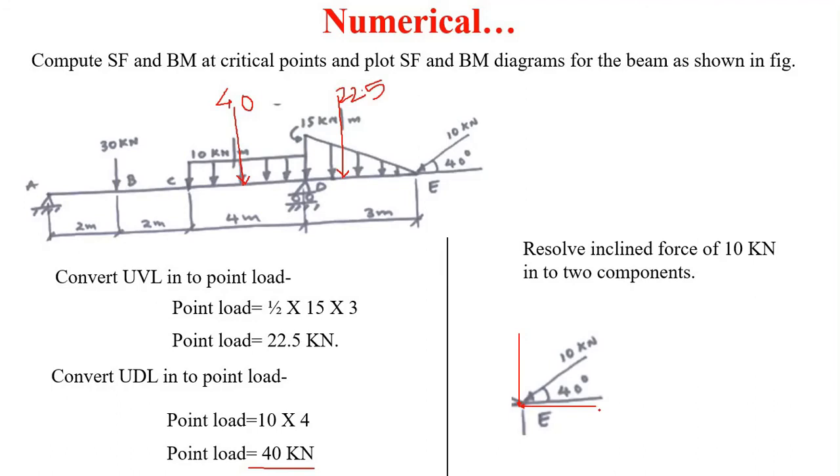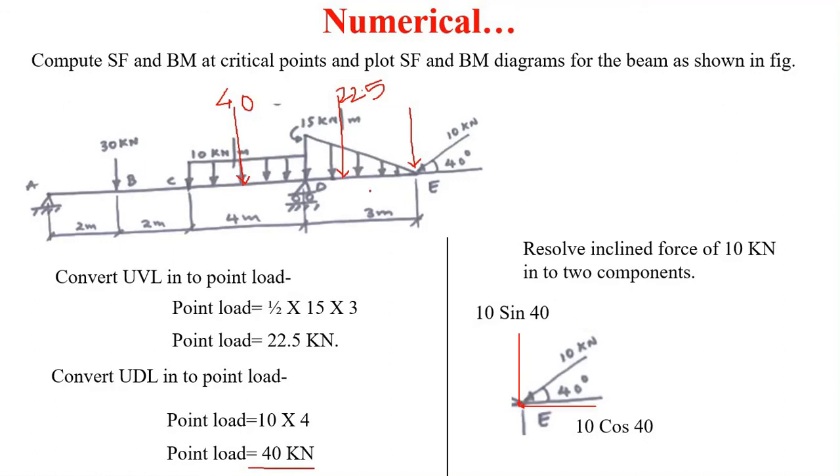Okay, this horizontal component will be 10 into cos of 40 degrees, and this vertical component will be 10 kilonewton into sine of 40 degrees. Okay, 10 sine 40, and here this horizontal component will be 10 cos 40. So therefore here one more vertical component will be there, it is 10 sine 40.